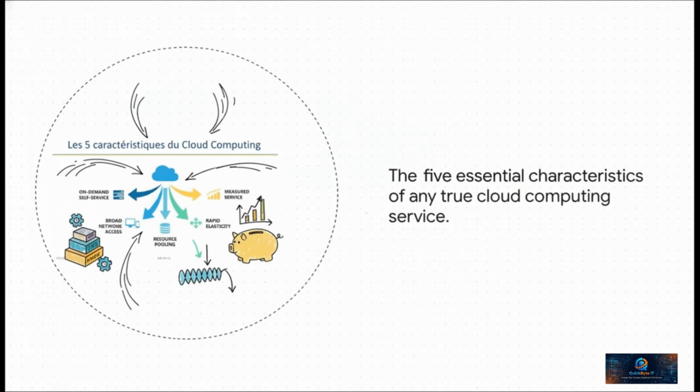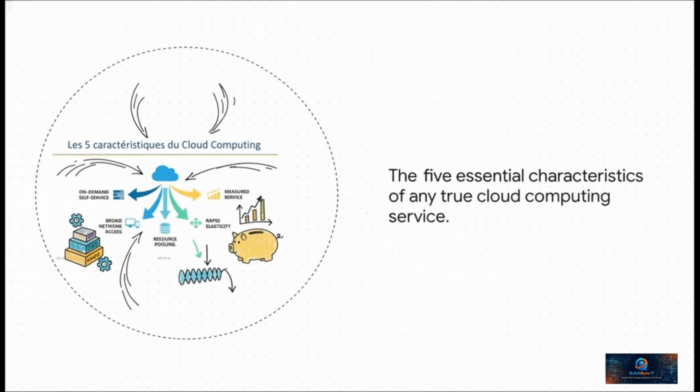So according to that same NIST definition, anything that's truly a cloud service has to have these 5 essential characteristics. Again, don't worry about the French heading. The principles are universal. It's got to be on demand so you can get what you need without asking anyone. You need broad network access so you can get to it from anywhere.